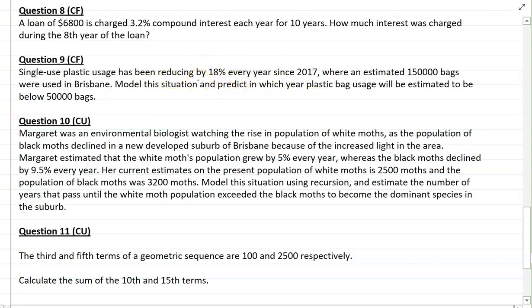So think about how you could develop some sort of rule to model what we're seeing in this scenario. And then the objective of this question is to find the amount of time that's gone by. So you're going to have to solve for n here again. Okay, so give it your best shot and we'll check in to see how you went.